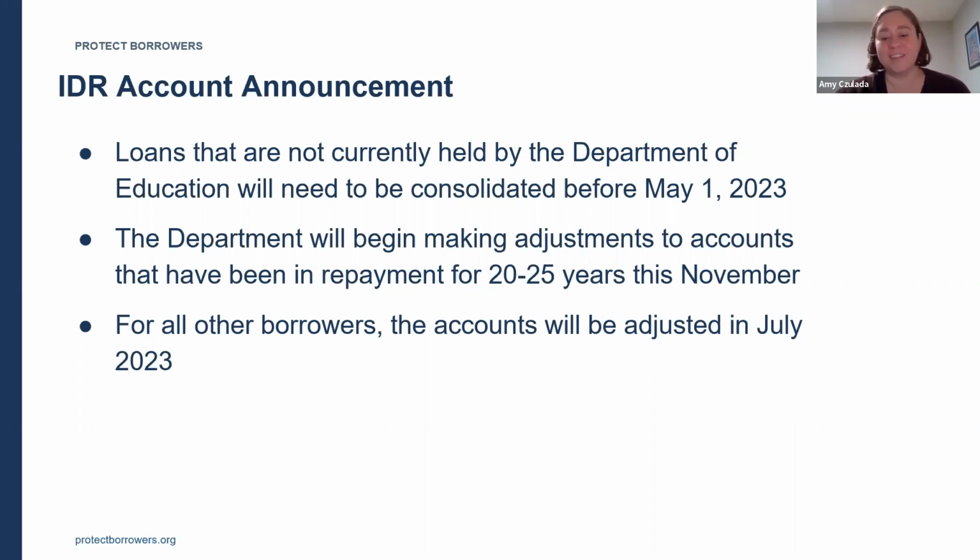well, the Department of Education announced that it would begin adjusting accounts in November for those that were closest to the 20 or 25 years of cancellation, or those who were at the 20 or 25 years of cancellation. That hasn't started yet. That was the original announcement. And then the Department of Education stated that they would be doing the audits for everyone else in July of this year. So it's possible that that timeline might be a bit slower than what we originally anticipated. But to give you a sense, the people that are closest to those 20 or 25 years of credit so that they can get full cancellation, those accounts will be adjusted first. And then after that, everyone else's accounts will be adjusted.